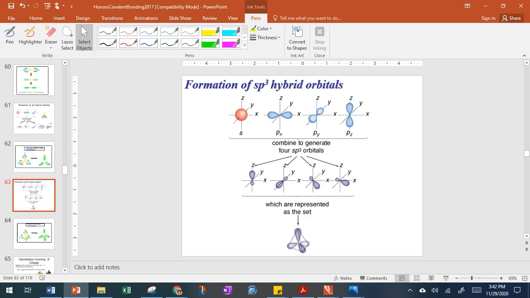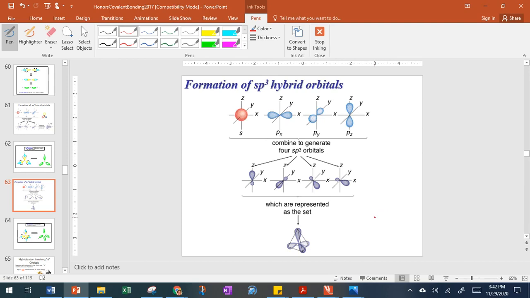Okay, the next type is sp3 hybrid orbitals. So here we take a single s and three of the p orbitals. This forms 4 hybrid orbitals. They overlap in space to allow us to form the tetrahedral shape. This allows us to get about 109.5 degree bond angles.